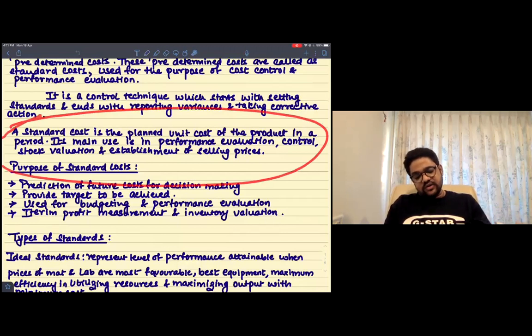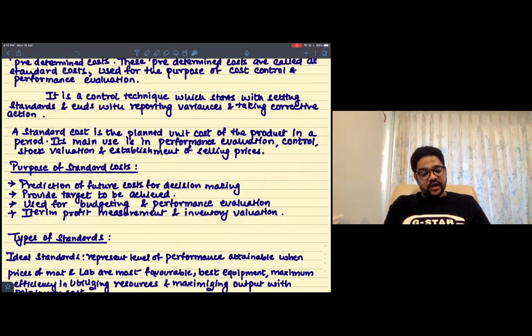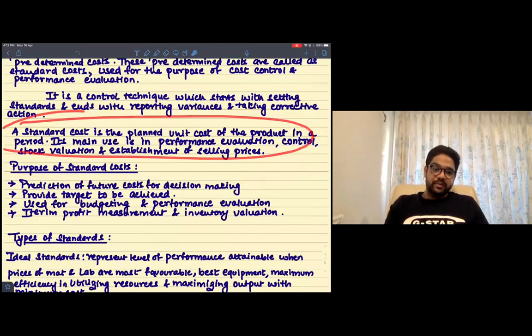A standard cost is the planned unit cost of the product in a period. Its main use is in performance evaluation, control and stock valuation, and establishing selling prices. If you have to remember something, this is the line that you need to remember.